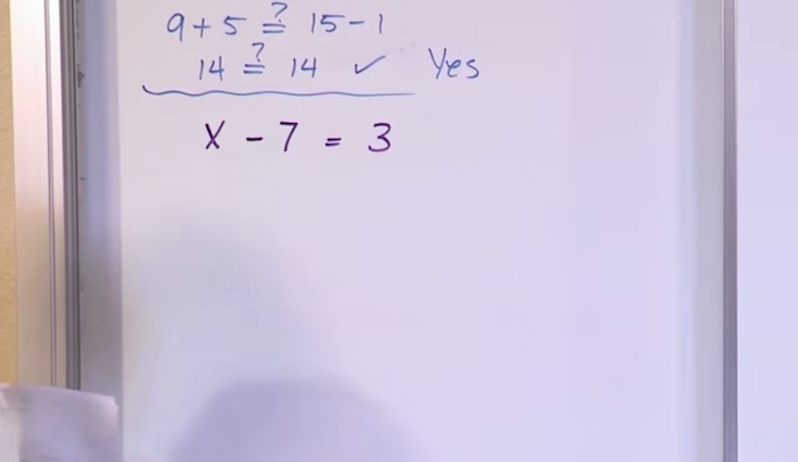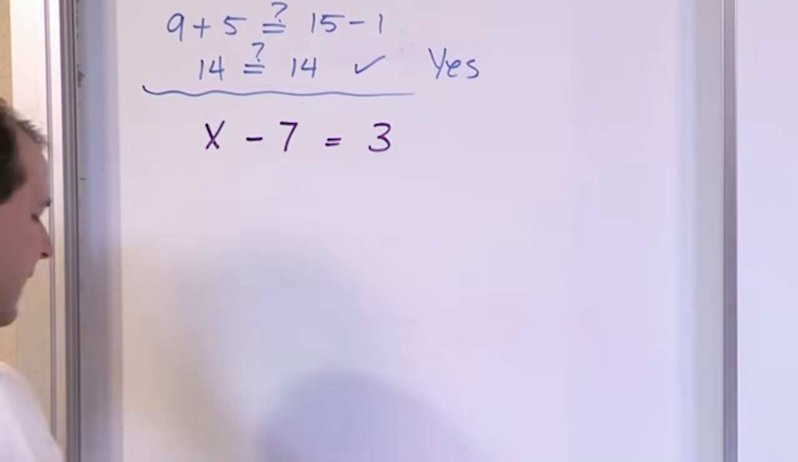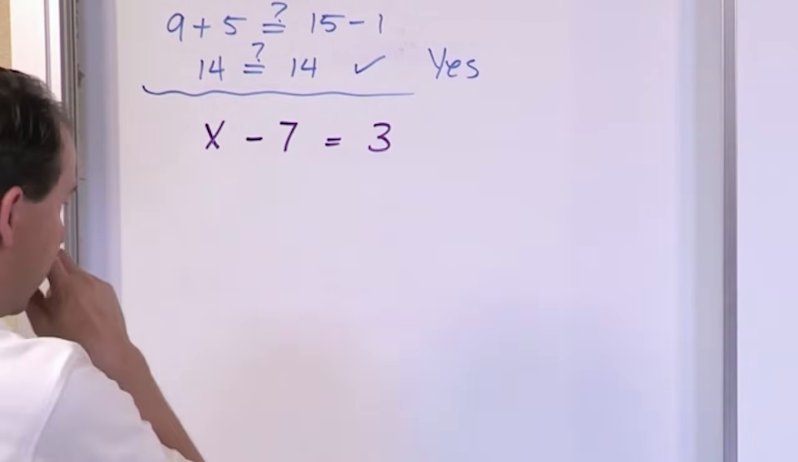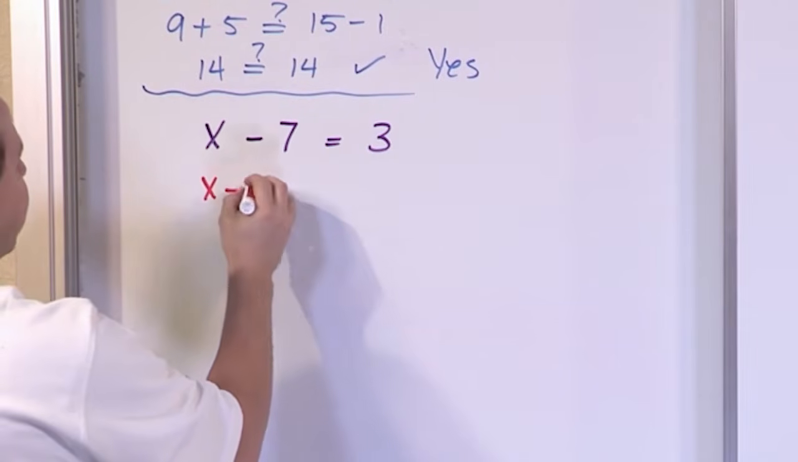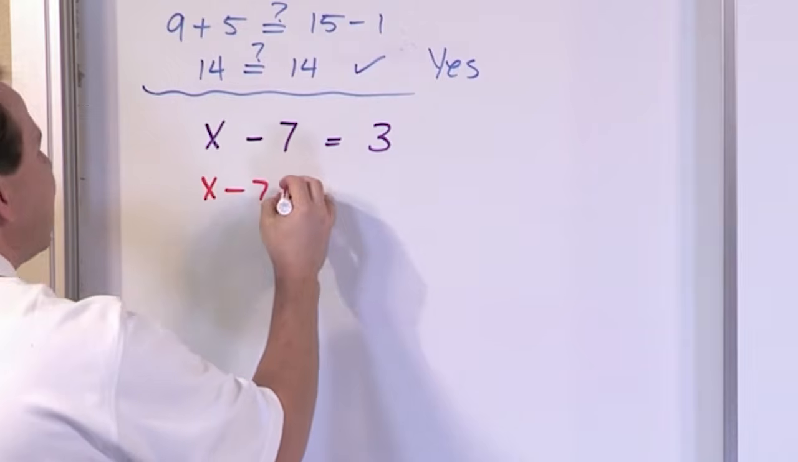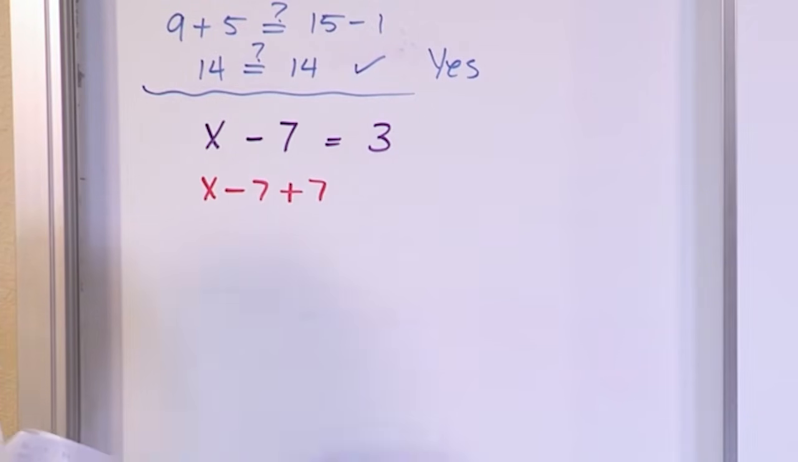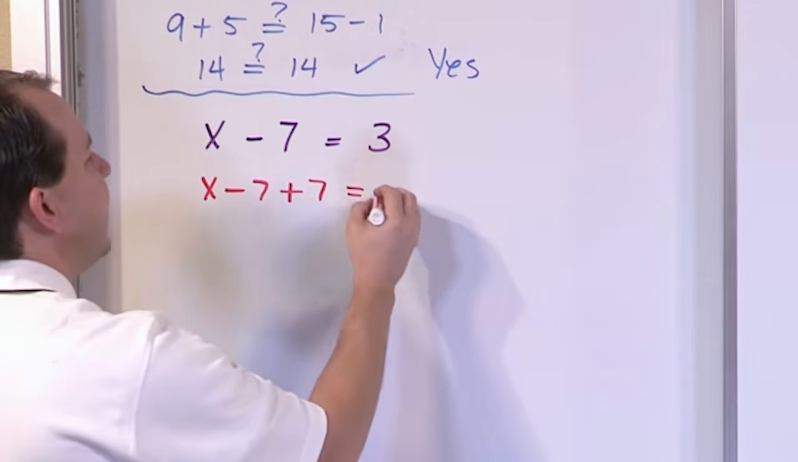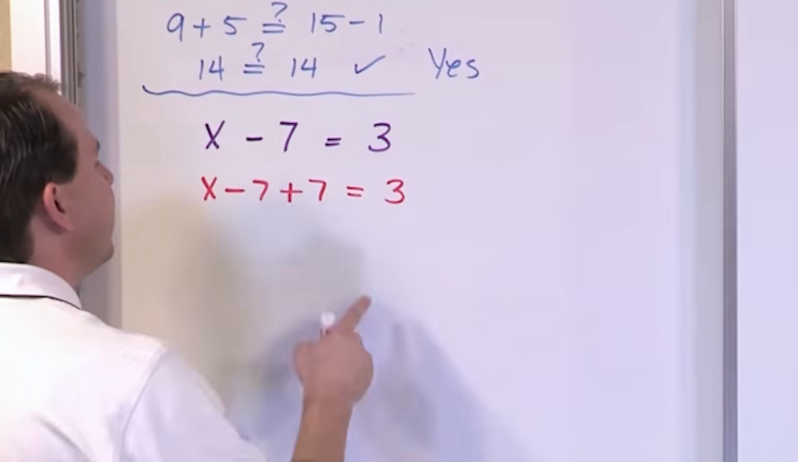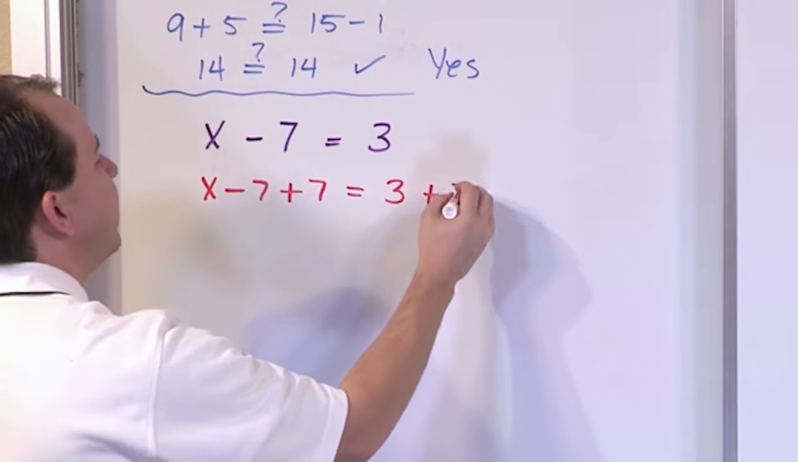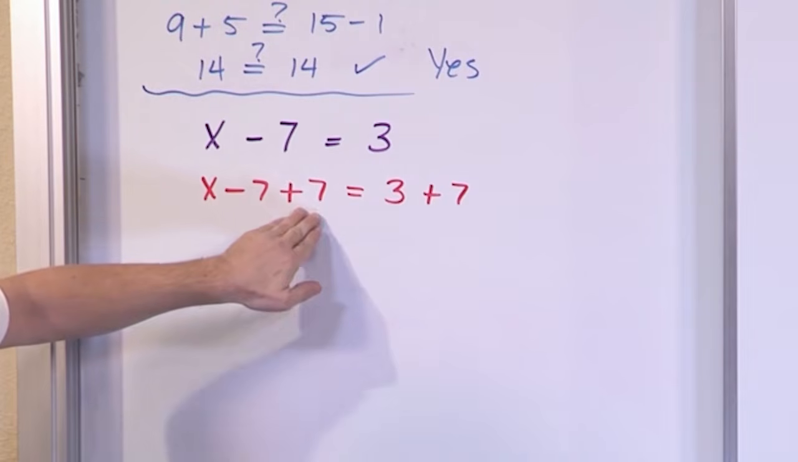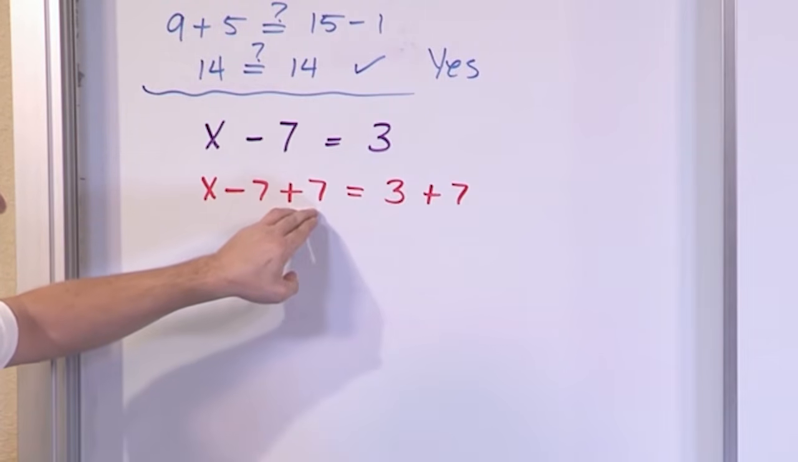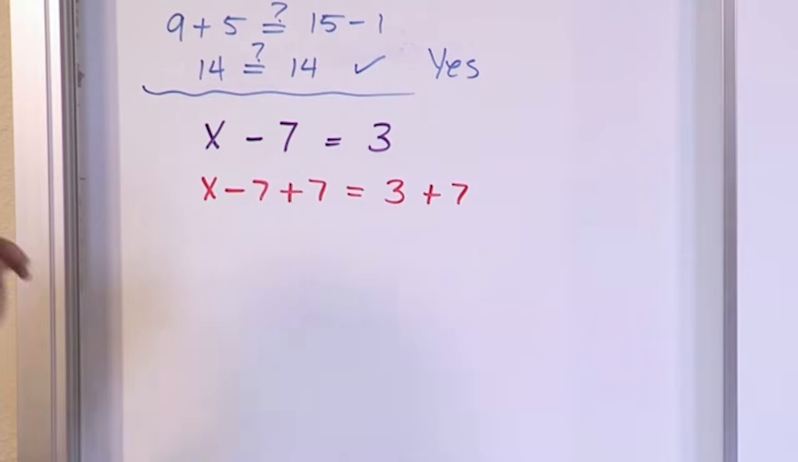How can you get rid of subtraction? You have to do the opposite. You're going to do addition. And the way you're going to do it is like this. You have x minus 7 on the left. I'm going to add 7 on the left, like this. And then on the right-hand side, the other rule you have to remember is whatever you do to the left, you also have to do to the right. You know? So on the left-hand side, I have added 7. And because I did it to the left, I also had to do it to the right-hand side.